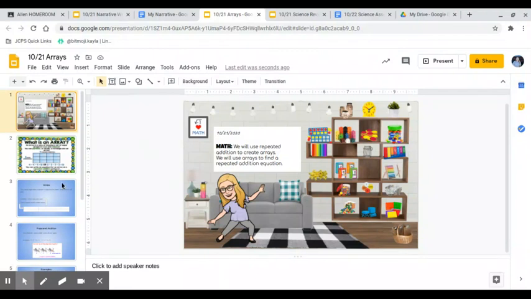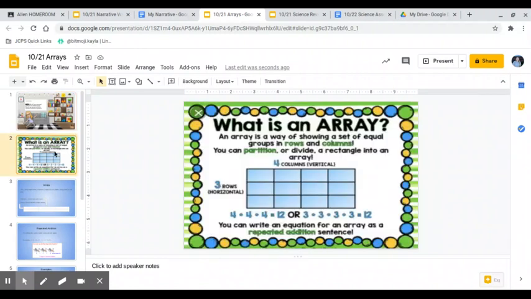Okay, hey everyone. So today we are going to look at arrays again. As you know, we've been working on arrays in class. We worked on the first day using the arrays to make a repeated addition equation. And then the second day we worked on drawing and making our own arrays to show a repeated addition equation. So let's do a review.